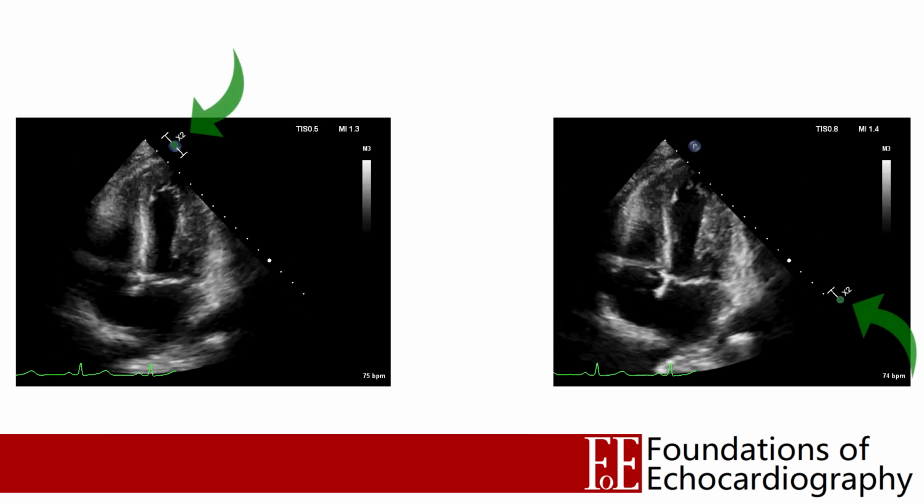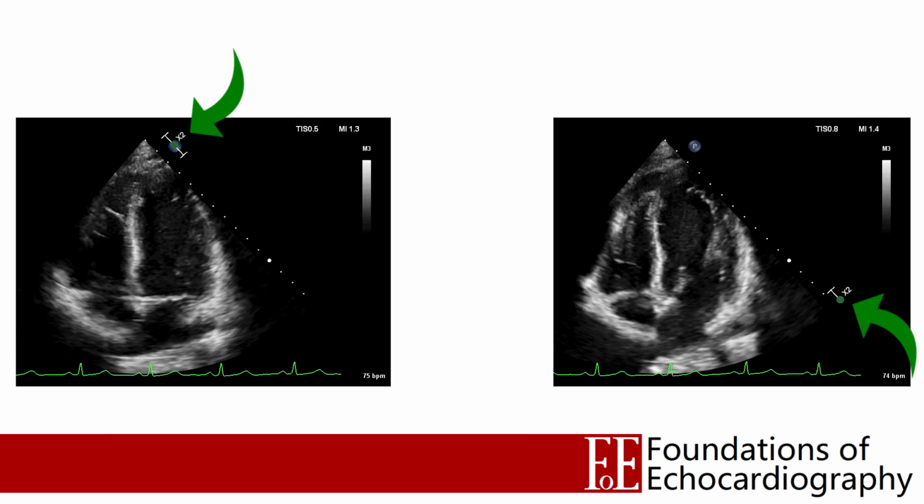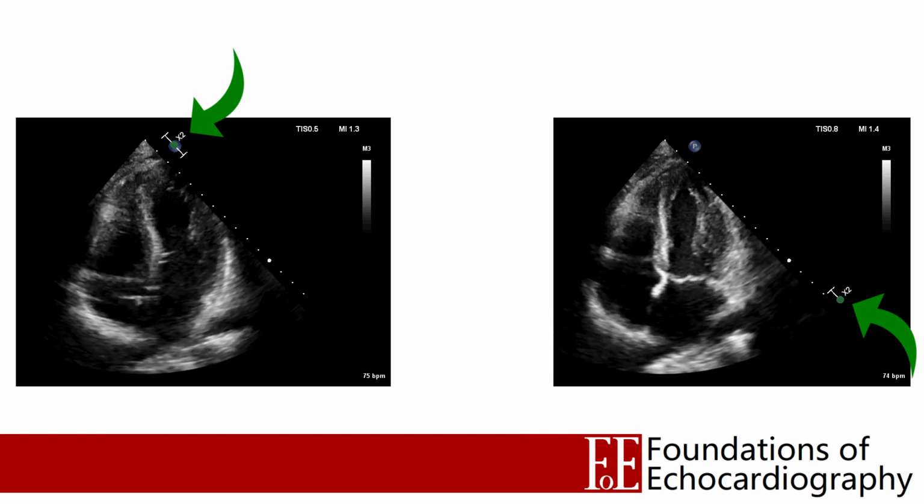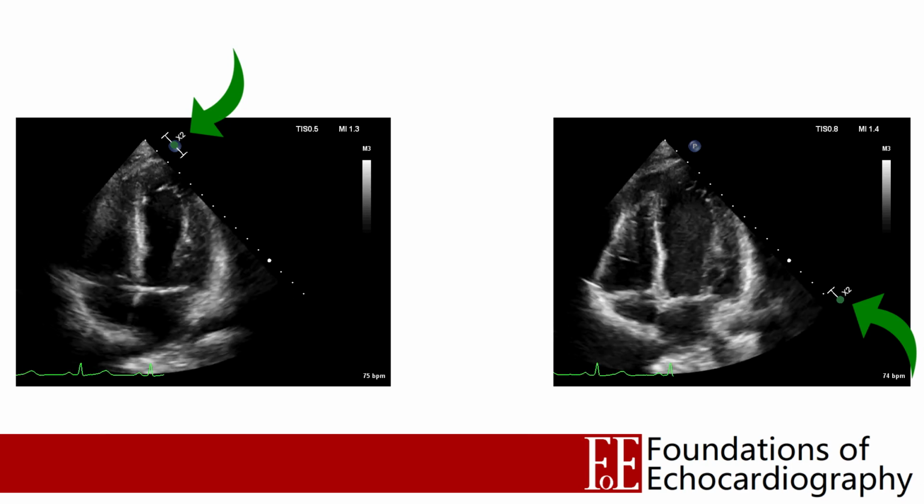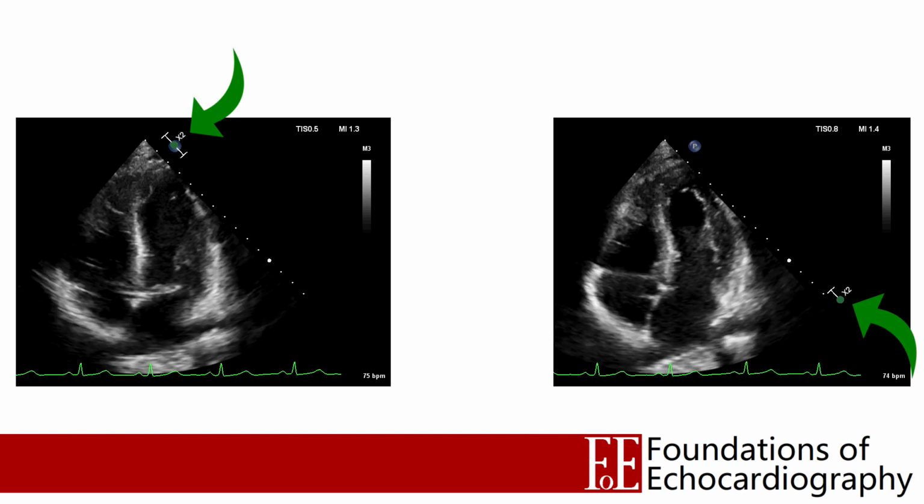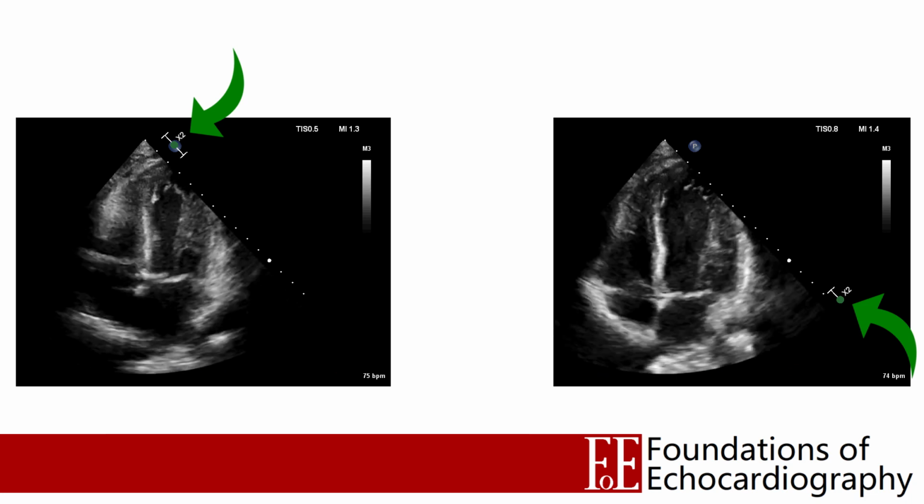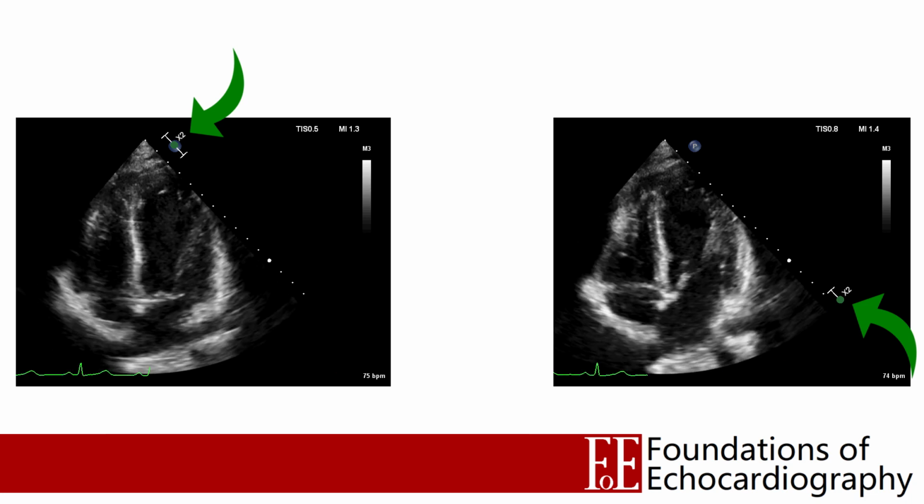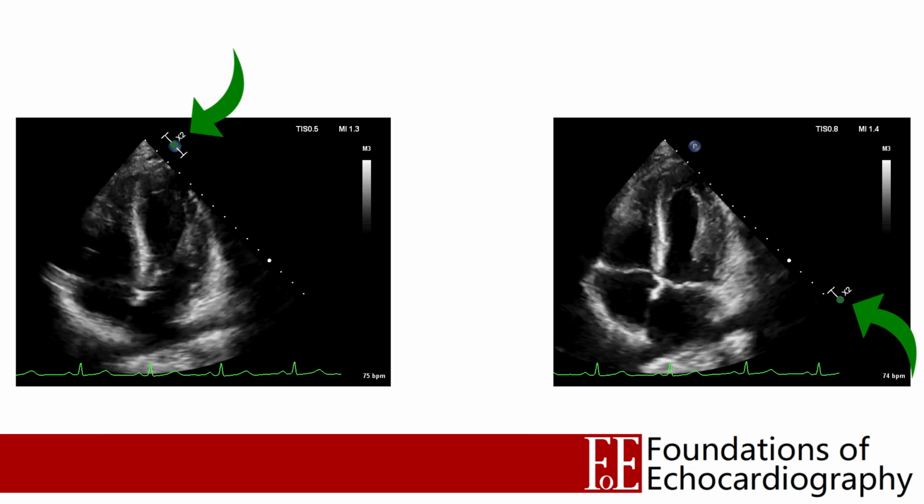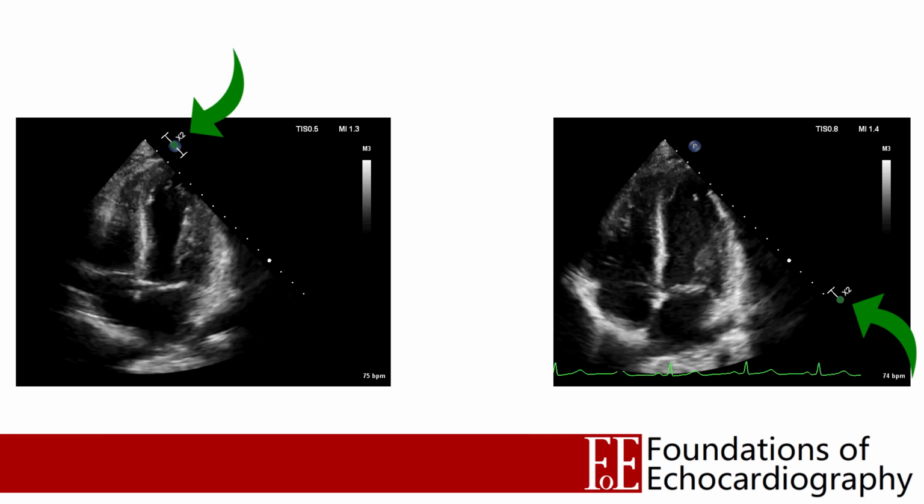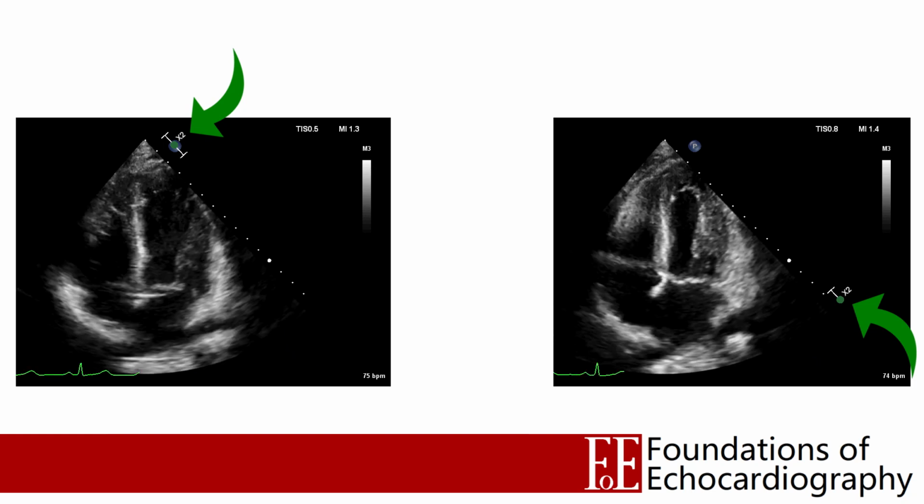Alright, let's have a look at the practical effects of adjusting the focus point. So here we've got two parasternal long axis images, and the only thing I've changed is where the focus point is positioned. So for the image on the left we have a focus point in the extreme near field, and in the image on the right the focus point is in the extreme far field. And just take a second to have a look at how those two images are displayed differently.